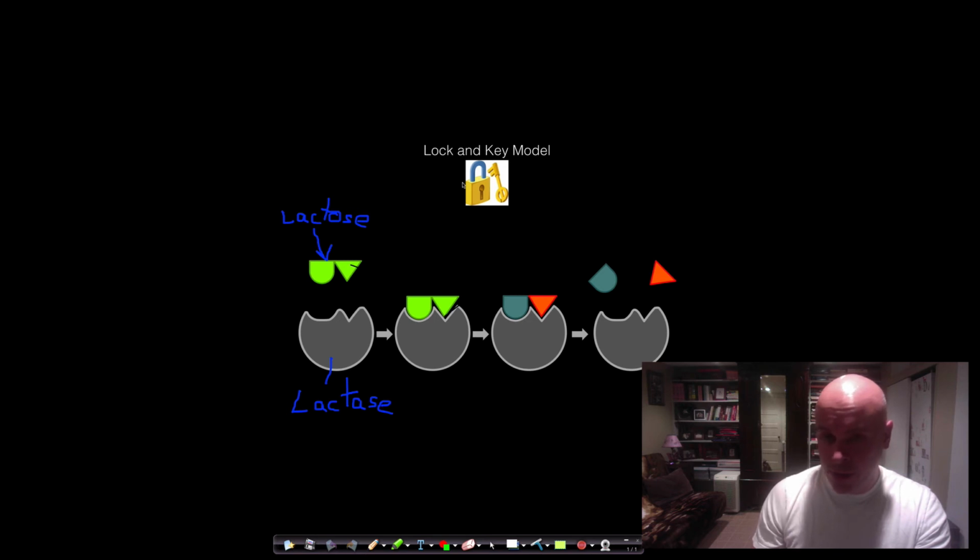What if I had maltose, which looks like this? Would this fit in this active site? Hopefully you said no, right? You can see right away that this shape does not fit. You would need a different enzyme for this particular substrate, maltose. All right, there's one enzyme for one substrate. And that's going to bring me to our experiment.